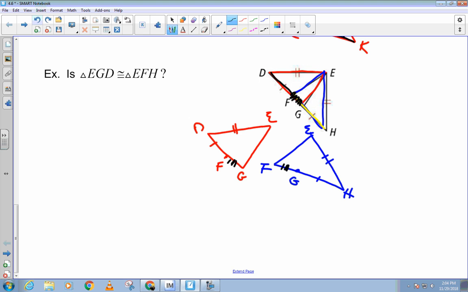There. Okay, so we have this side and this side. We have these two sides. Now, I need one more thing. No, I don't know anything about these two sides.